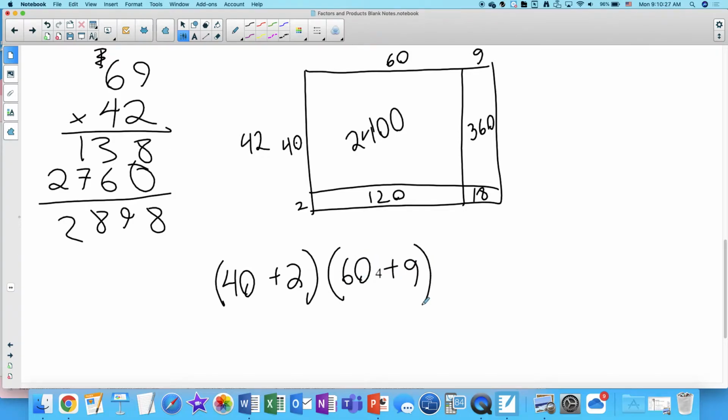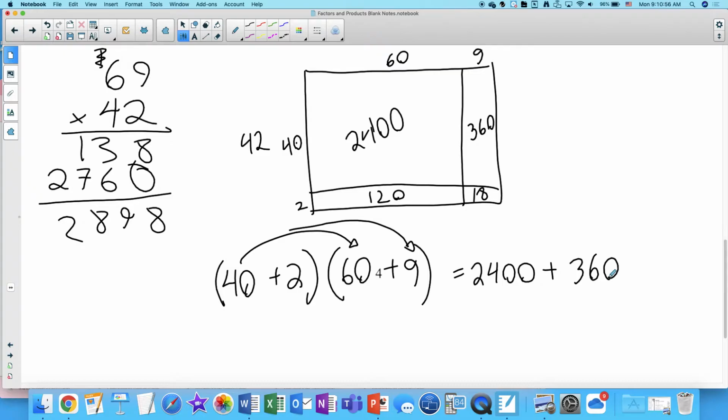Okay? And then essentially what we need to do is distribute the multiplication of each one of these numbers into each one of these numbers. Okay? So I may start with the 40 and go 40 times 60, and I get 2,400. And then I have to add 40 times 9, and I get 360. And then I've done distributing the 40, so I can move on to the 2.